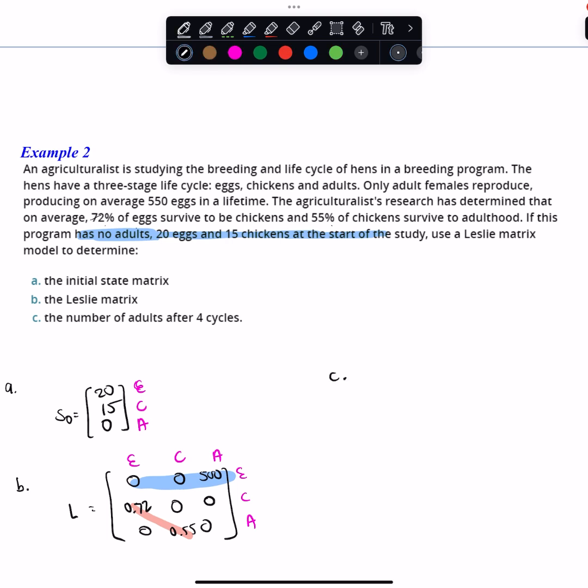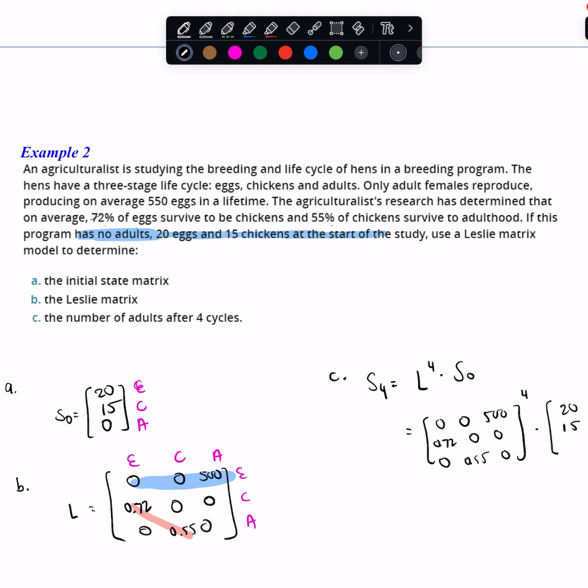Now we have the number of adults after 4 cycles. So S4 would be my Leslie matrix to the power 4 times S naught. So 0, 0, 500, 0.72, 0, 0, 0, 0.55, 0, to the power 4 times my initial matrix, which is 20, 15, and 0. And that would be the number of adults. All right, so we have to look at the adults.